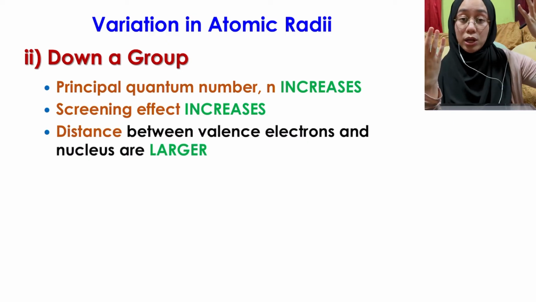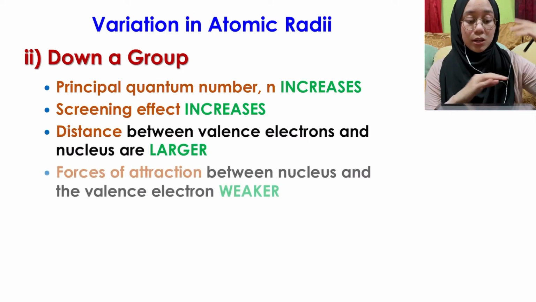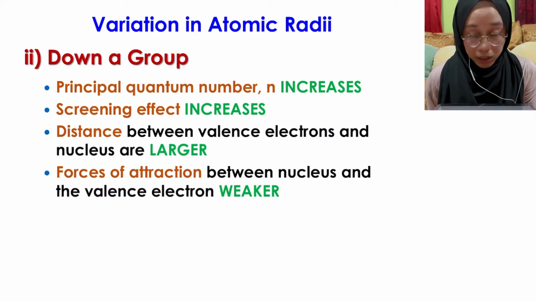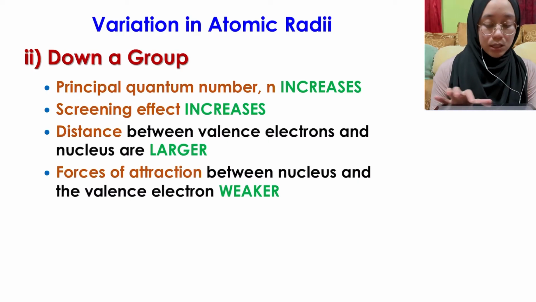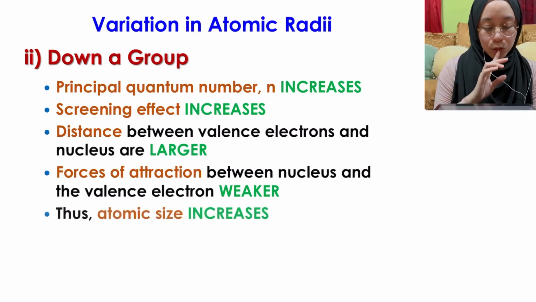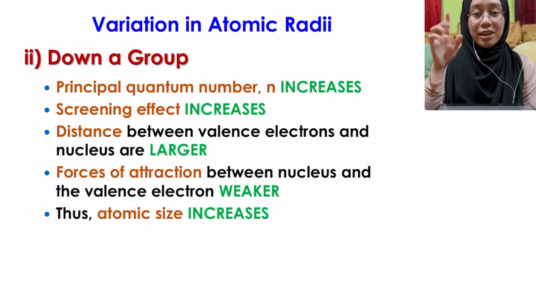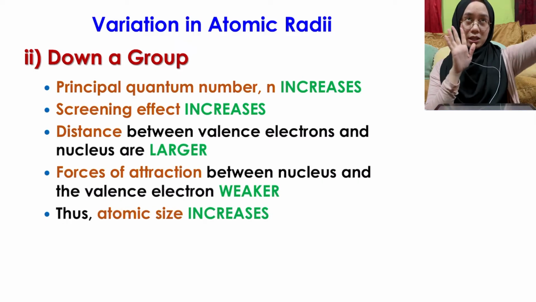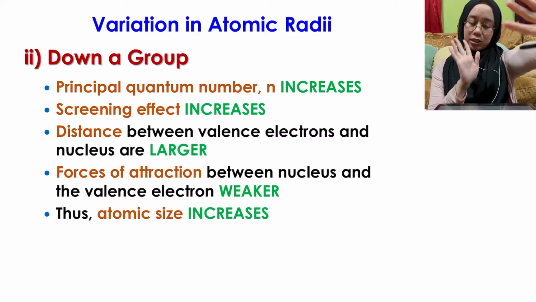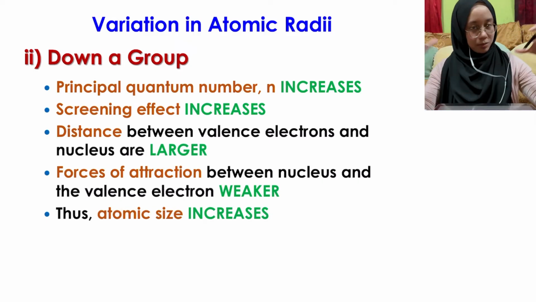So what happened to the attraction forces then? Okay, so the forces of attraction become weaker between the nucleus and also the valence electron. So the atomic size increases then. Okay, sebab dia tak akan tarik dah. So dia jadi jauh sangat. So bila dia dah jauh sangat, so the size becomes larger.